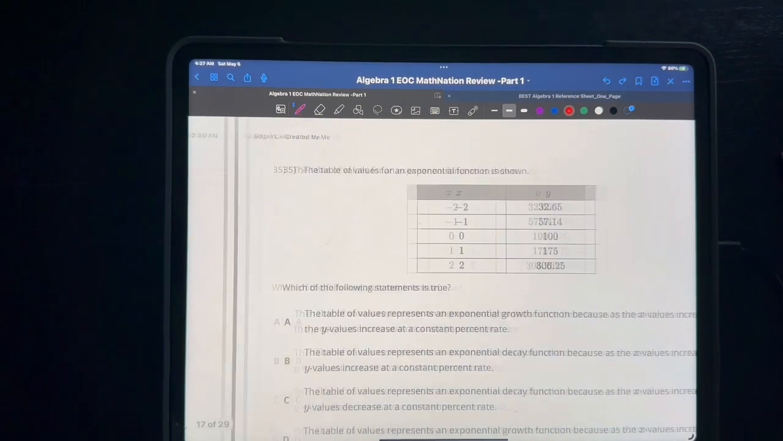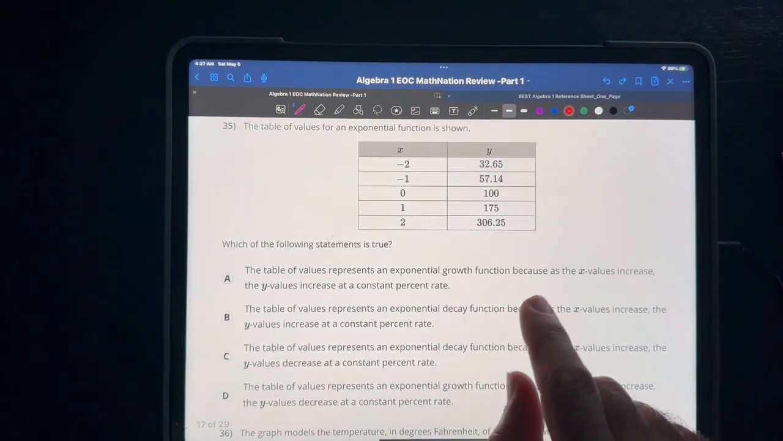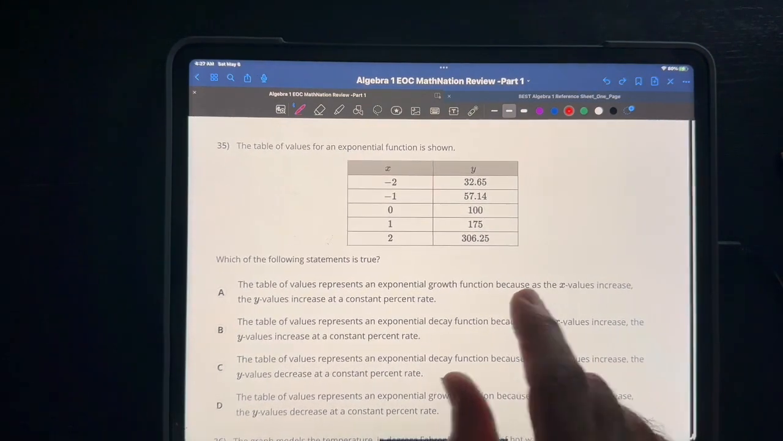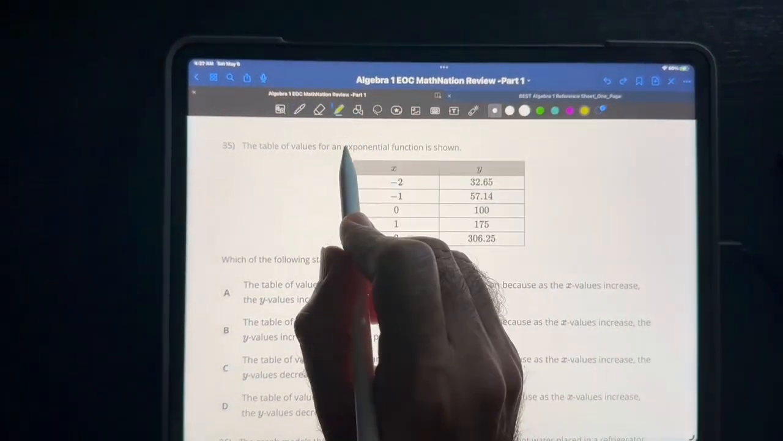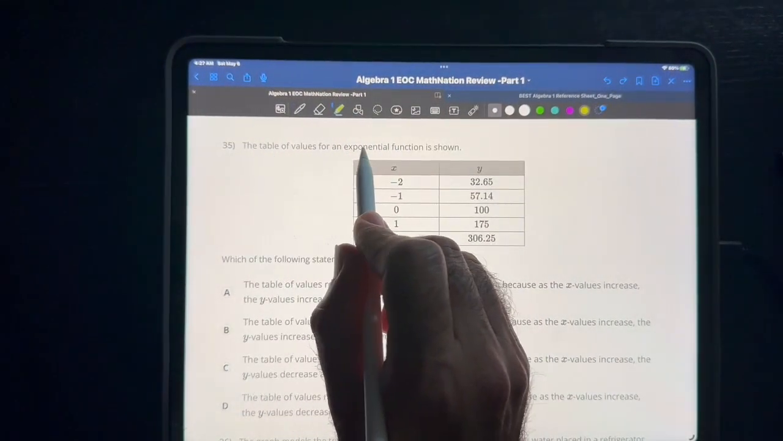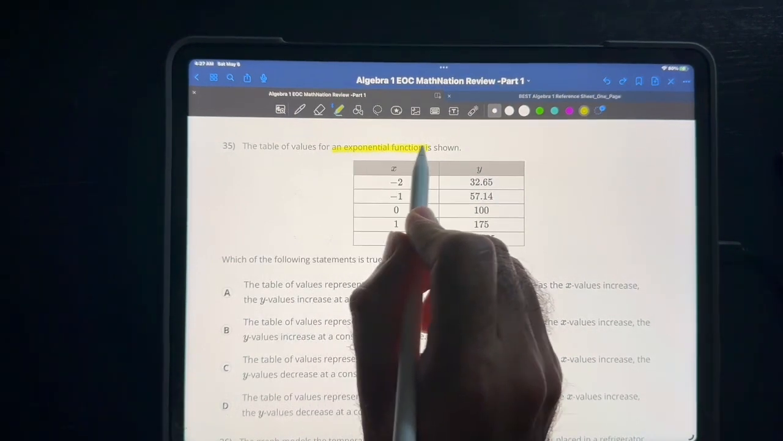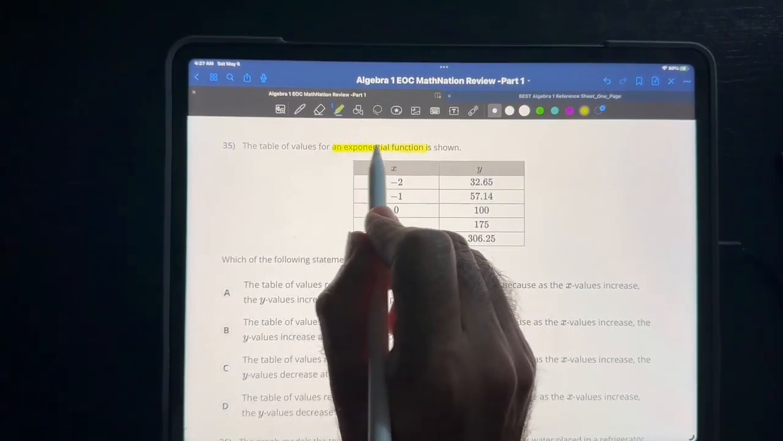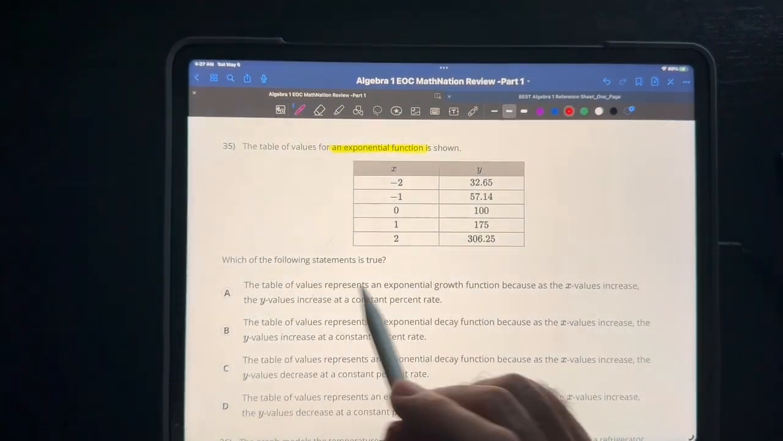All right, moving on. 35. Again, this is exponential functions. How do I know? Here's how I know, guys. I'm going to read it. A table of values for an exponential function. That's how I know. I read the directions. So you have to read.